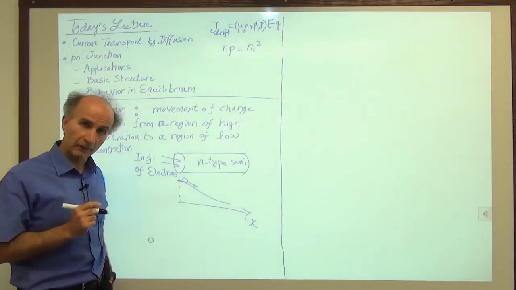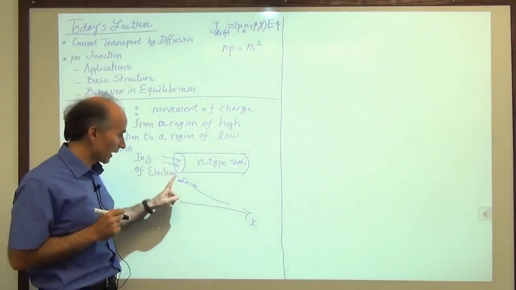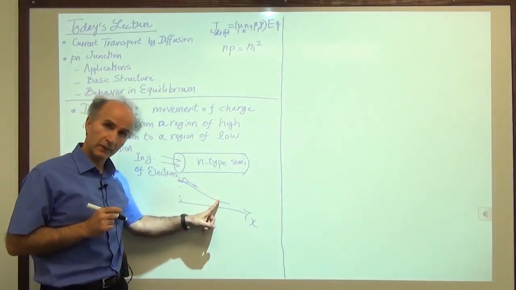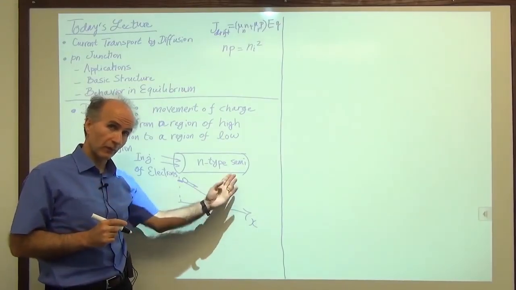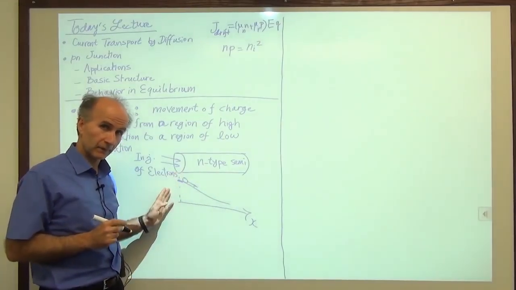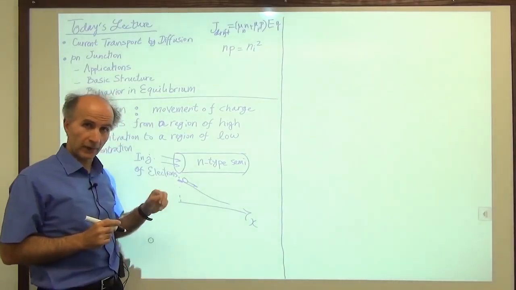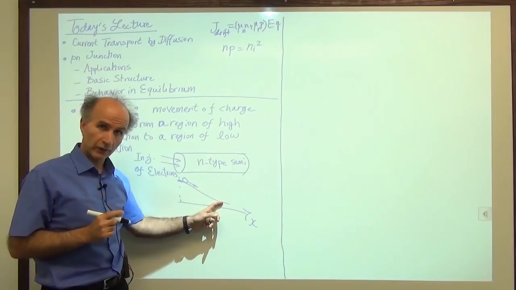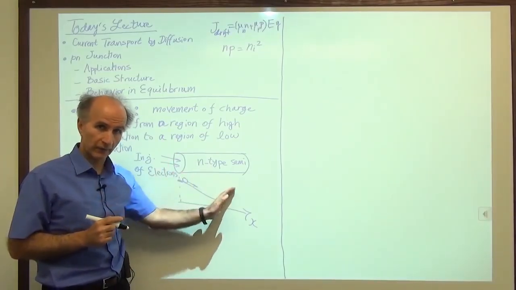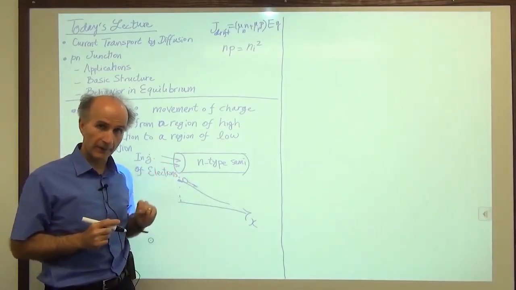Just keep in mind that if electrons are going from left to right, the conventional current, which is positive, is going from right to left. For holes, that's fine. If holes go from left to right, then the conventional current also goes from left to right. So these two must be distinguished.